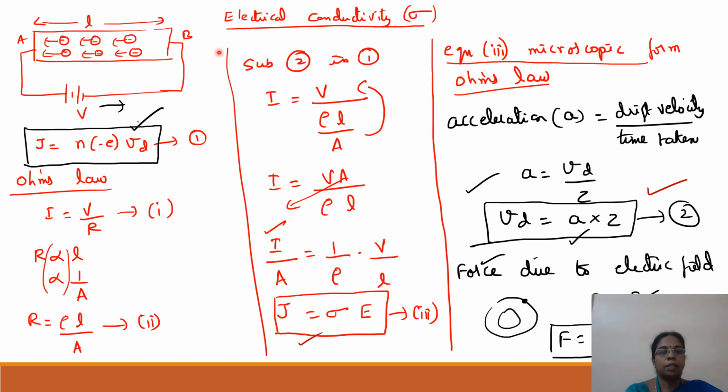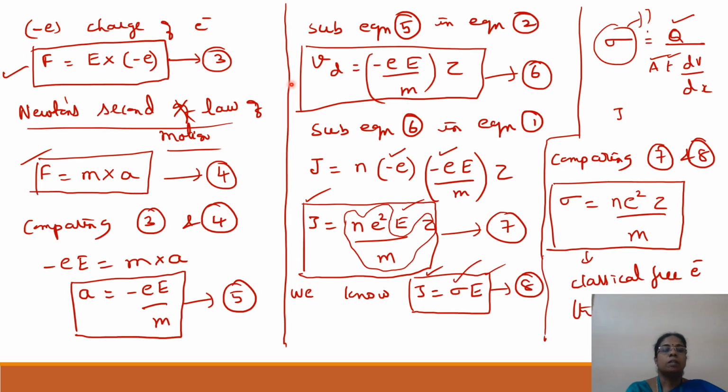First consider a metal piece AB of length L, and V be the potential applied. Then the current density J is equal to −NeVd. Now I am going to make a substitution for this drift velocity. The acceleration will be equal to drift velocity by the time taken. Here a is equal to Vd/τ, so Vd is equal to aτ. Next, the force due to the electric field is F equal to −eE, where −e is the charge of the electron.